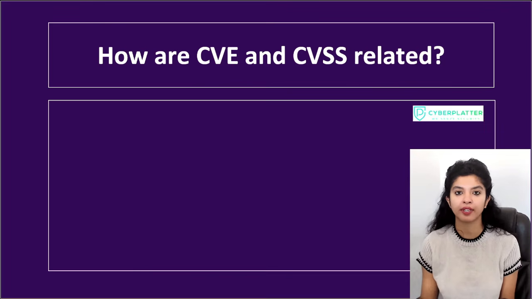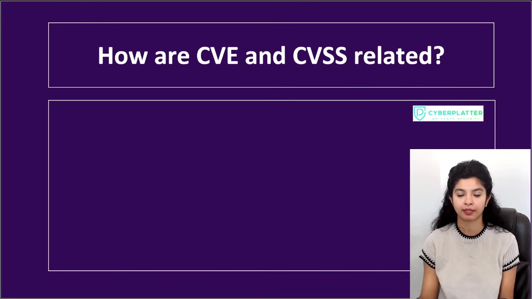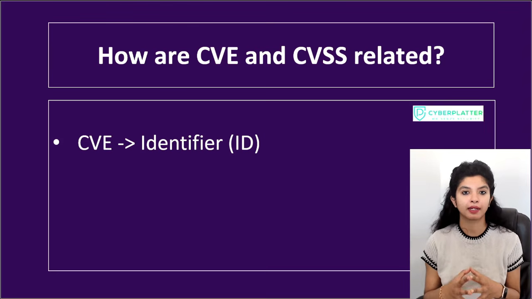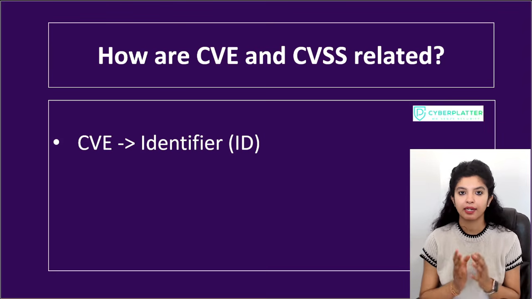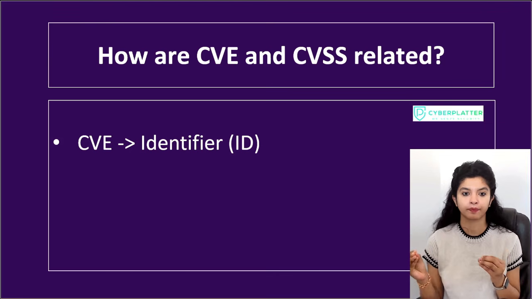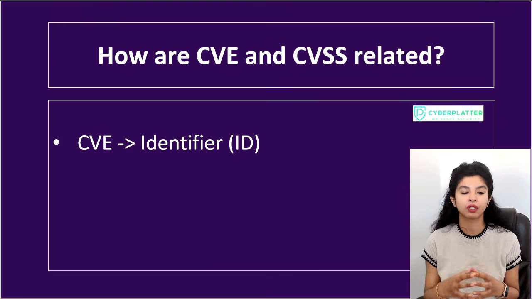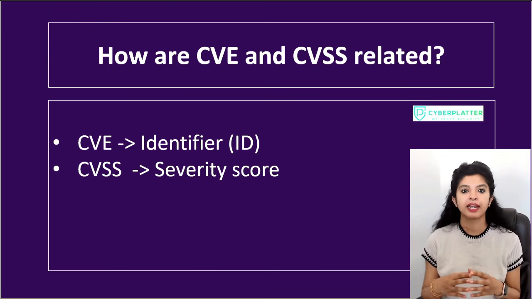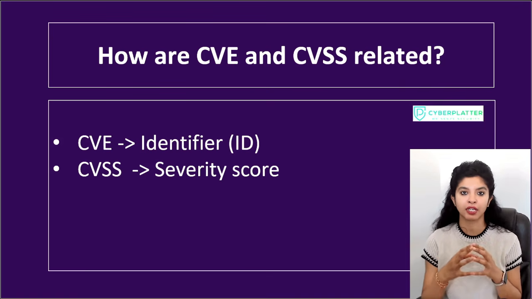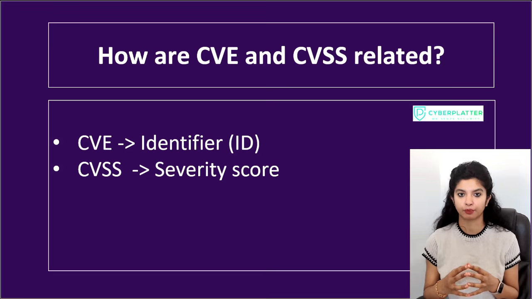Now let's see how CVE relates to CVSS. CVE gives the vulnerability an identifier. Like CVE is a name. It is an ID. It says what the vulnerability is. Next is CVSS. CVSS gives the vulnerability a security score. That is, it tells you how dangerous it is. So CVSS is a score and it tells us how severe it is. Both of these together form the backbone of vulnerability management.